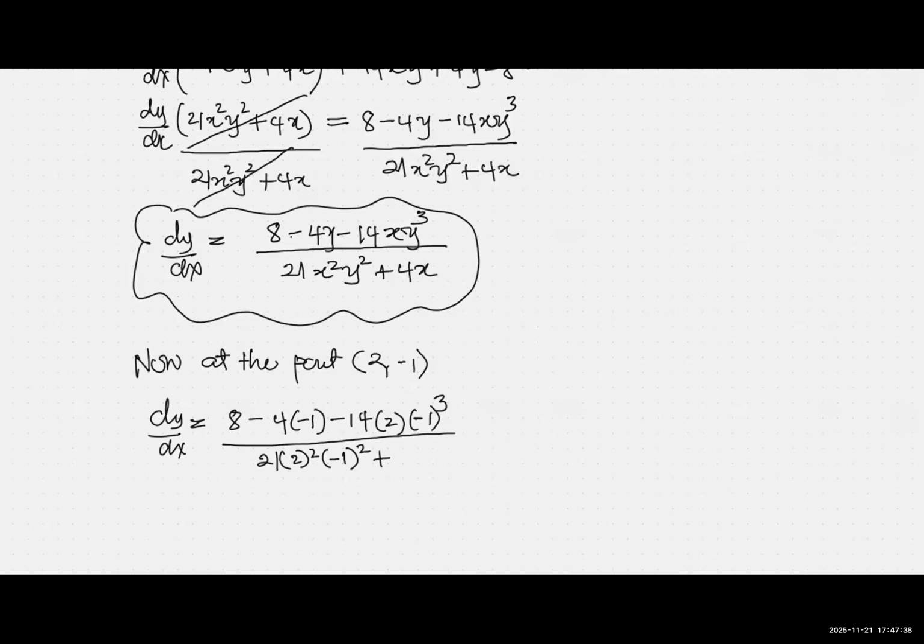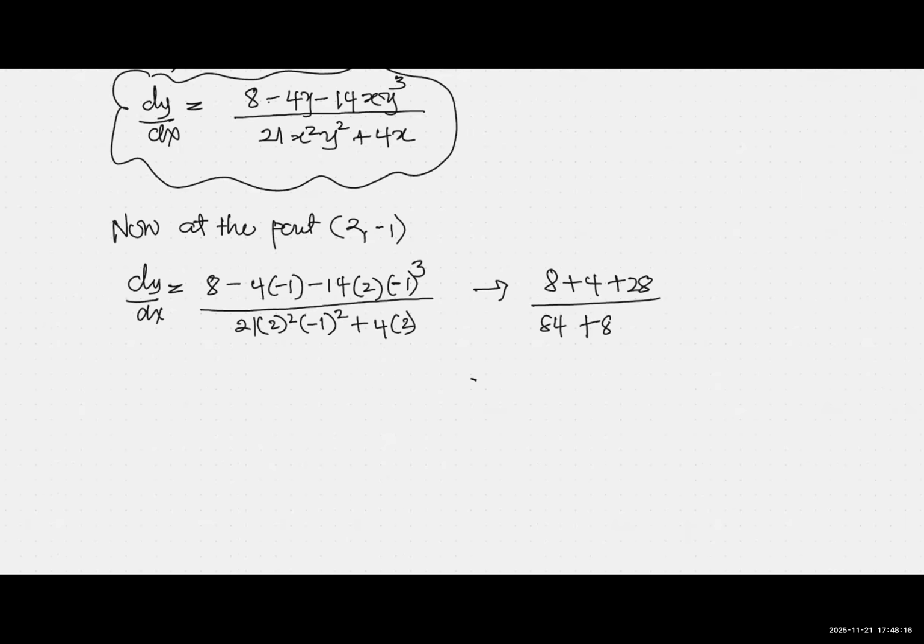That gives 8 plus 4. Negative 1 cubed is negative 1. Negative 1 times 2 is negative 2. Negative 2 times negative 14 is positive 28. All over: 2 twos are 4, 4 times 21 is 84. Negative 1 squared is 1, so it's still 84. And 4 times 2 is 8, that's plus 8. So I'm left with 28 plus 4, that's 32, 32 plus 8, that's 40.